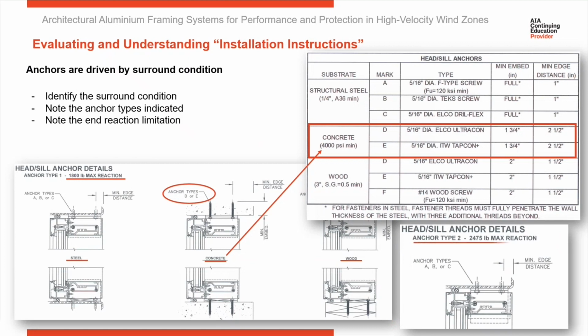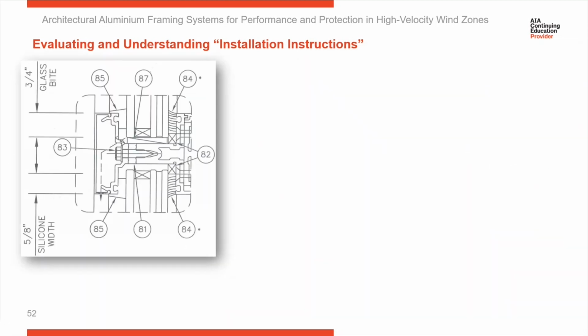Now, if our wind load exceeded 1,800 pounds, we need to go to another chart. You can see here's another one that goes up to 2,475 pounds in reaction, and it gives us different anchor options here. So going through the charts and making sure that we choose the anchors appropriate for every application is very critical. Next, we need to look at glass.